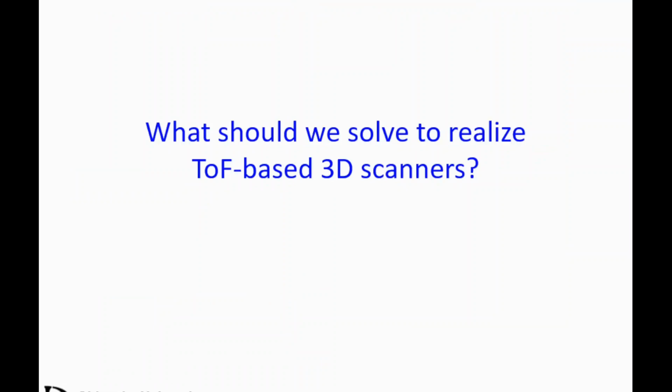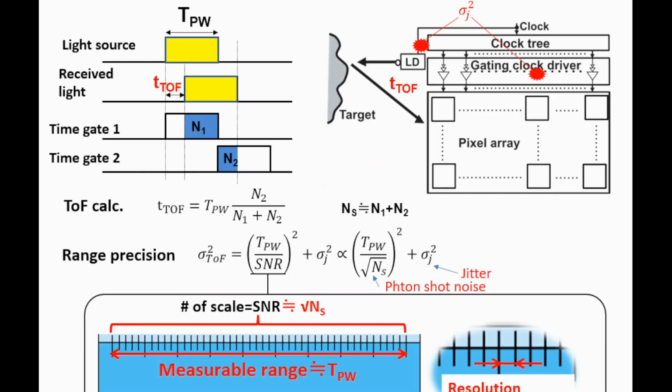So what should we solve to realize the ToF-based 3D scanners? That is the improvement of range precision. As I said, usual ToF cameras have several millimeter precision at best. That is inadequate for 3D scanners. So we have to improve the precision to at least sub 100 micrometers.